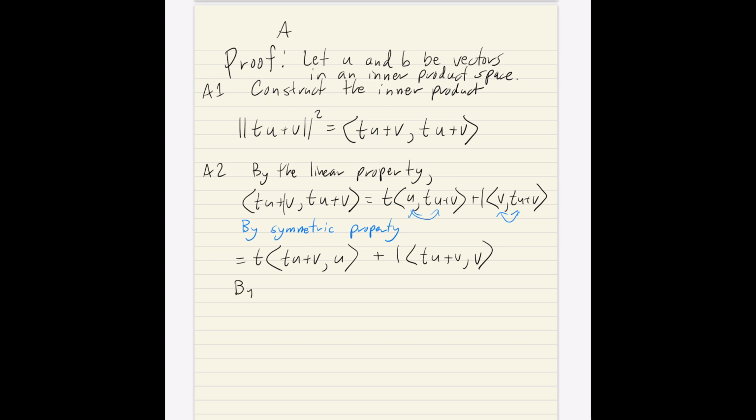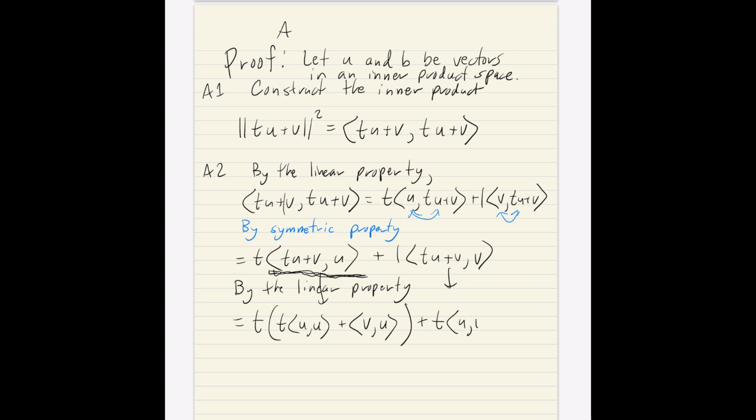And then from here, we're going to do more algebra by the linear property again. The previous step, okay, here's where you got to really be careful because the t is in front of the whole thing. We're going to leave a t in front here, and then remember that this underlined part is going to expand into a sum with 2 parts, so leave room for that. And using the linear property, that becomes t times the inner product of u with u plus the inner product of v with u, plus, and then we're going to expand this using the linear property. We get t times the inner product of u with v plus the inner product of v with v.